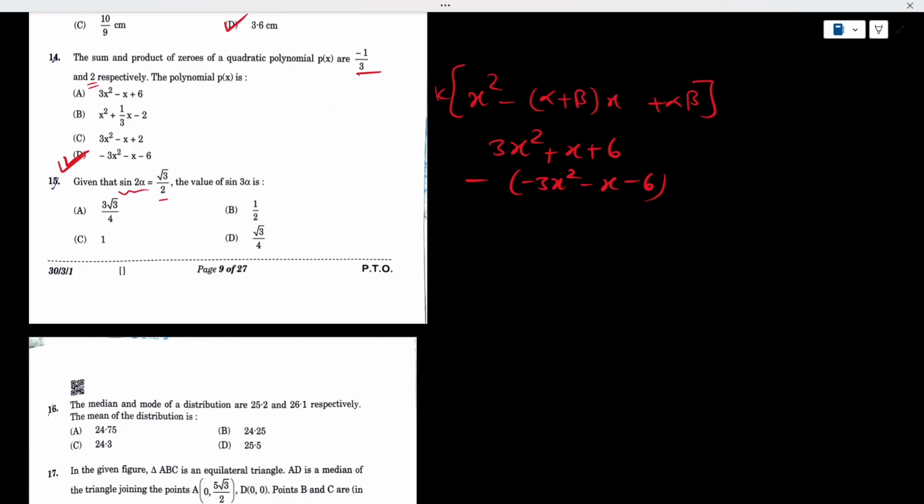Here also, sine 2 alpha is this. You compare: root 3 by 2 is sine of how much? It's 60, so the alpha value will be 30.